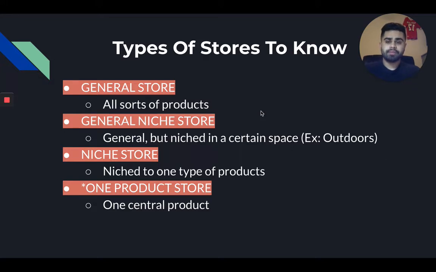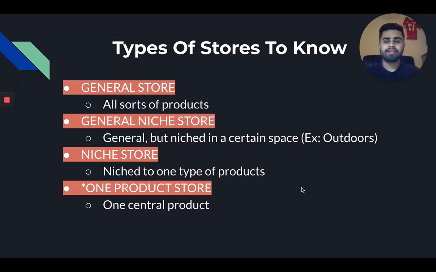General niche stores are general but niched in a certain space. For example, outdoors is a general niche. Within that general niche, there are sub niches such as bicycling, hiking, camping, biking, skiing, a whole bunch of sub niches underneath the outdoors niche. This is something you can start out with because you have some leeway to test more products, but you're also not completely confined to one niche.